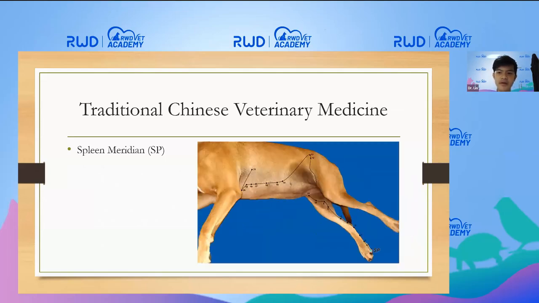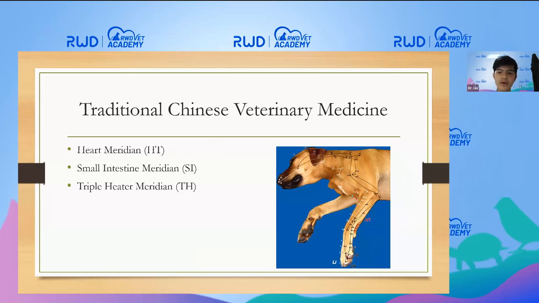The spleen meridian regulates transportation and absorption of nutrients, usually translated as food essence and water. The heart meridian regulates the circulation of blood to all organs. The small intestine meridian is responsible for digestion, water absorption, nutrient absorption, and bowel functions. The triple heater meridian regulates the metabolism of the body and promotes general wellness.